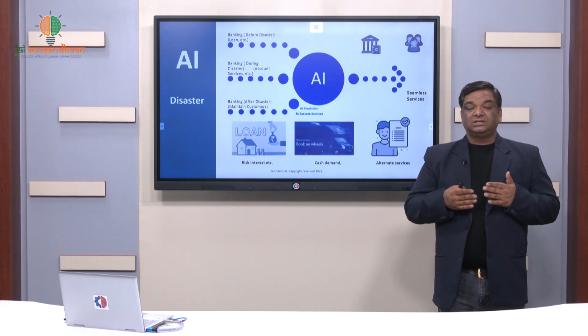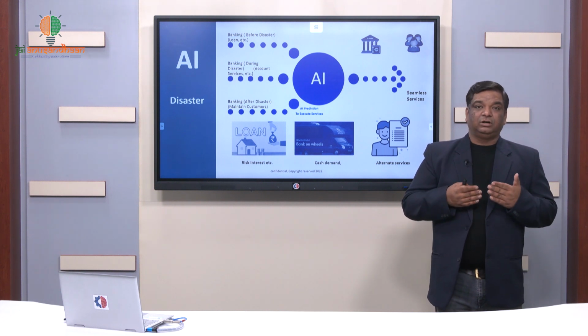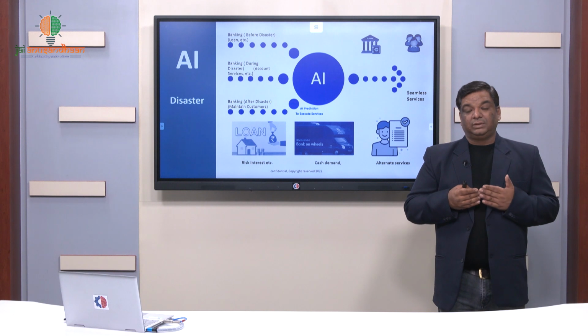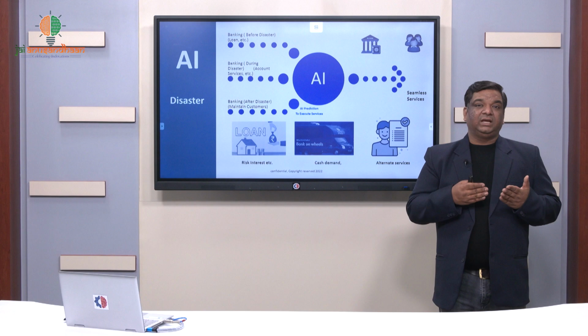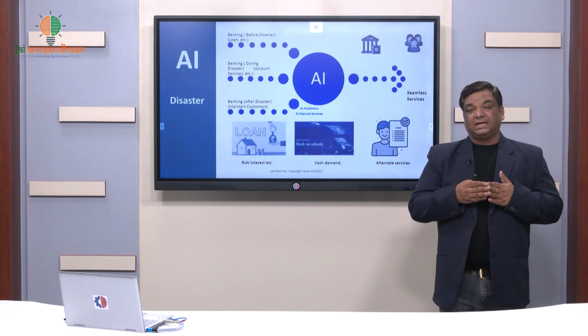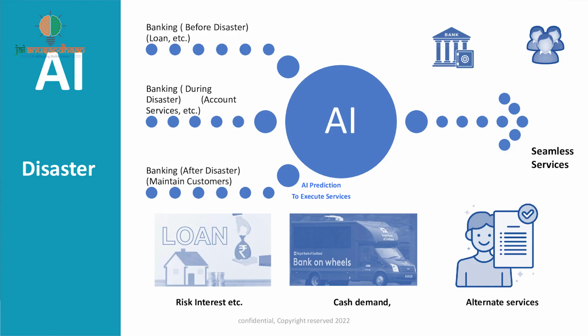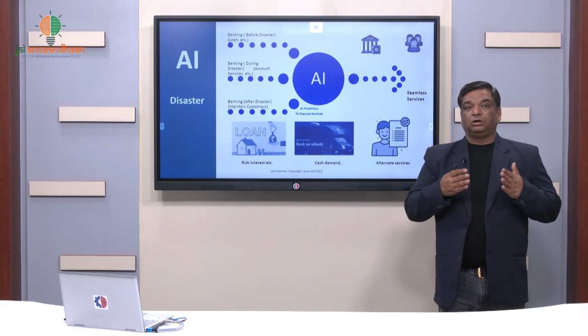So during a disaster, every bank would be trying its best to deliver, but how can AI help us as a helping hand in a pre-planned manner? For example, a bank branch may get shut down due to the disaster. But if the bank has a pre-plan, they may have a mobile banking facility, or a bank on wheels.